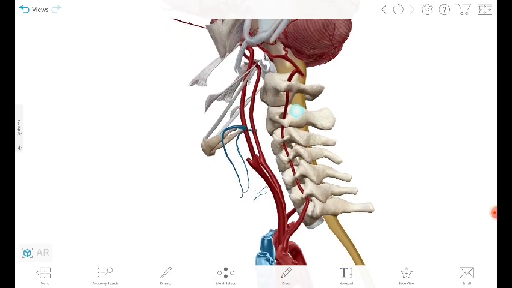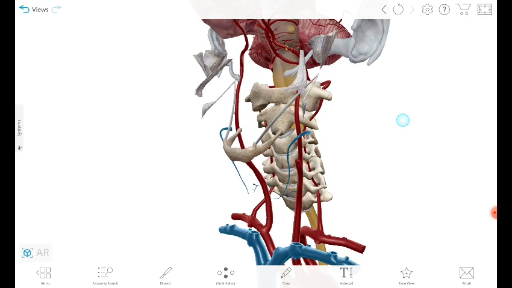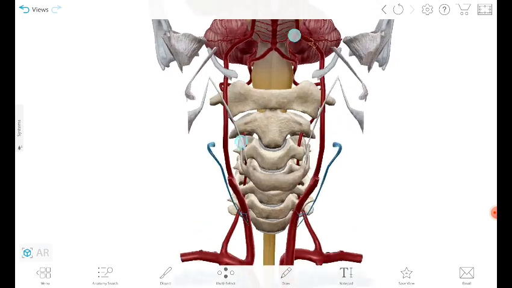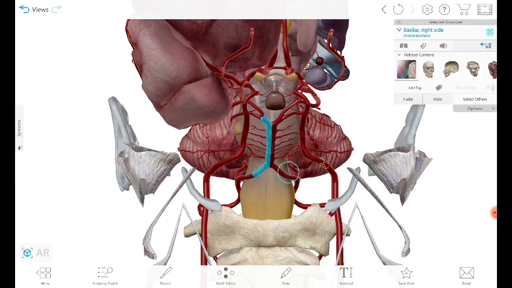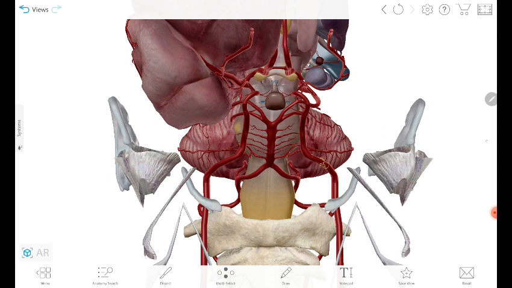Now once it reaches the brain, the right sided and the left sided vertebral arteries unite to form the basilar artery. So this here is the basilar artery, and this was the right sided vertebral artery, and this is the left sided vertebral artery.